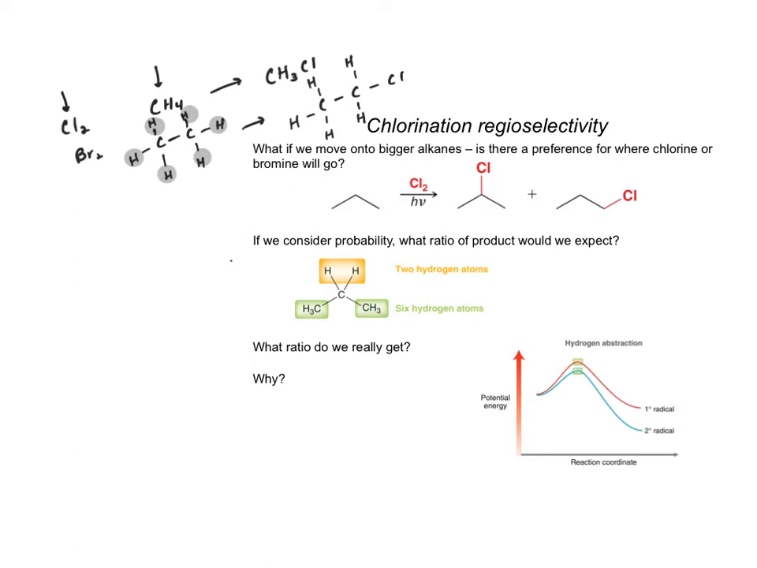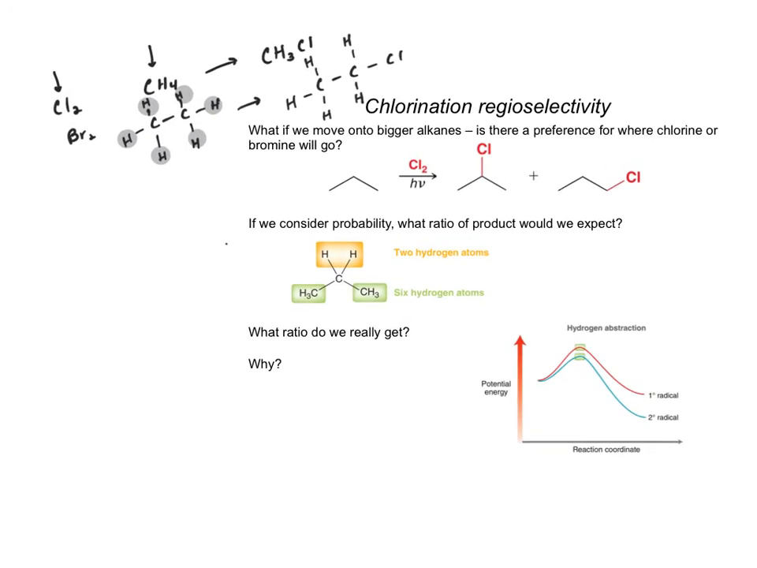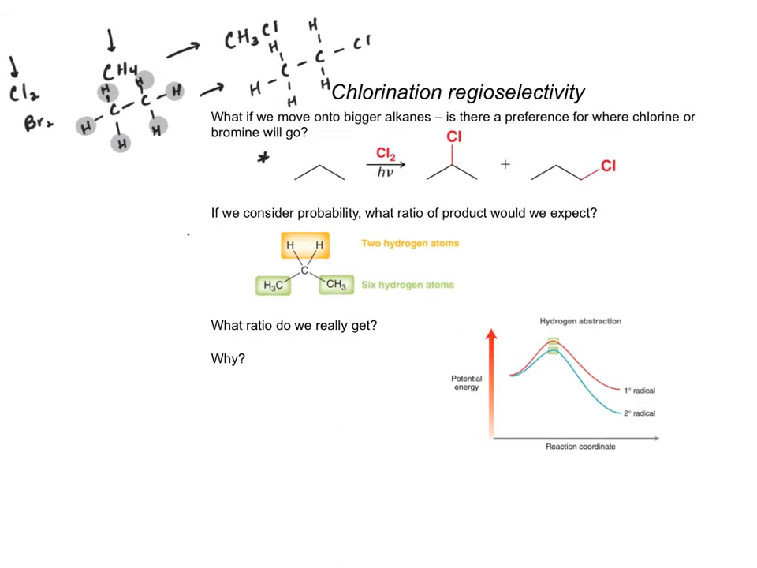when we move up, we talked about methane, we've talked about ethane, the next alkane that we'll move to is propane, right? So if we take propane and again undergo radical chlorination, what we're going to find is that we have two different types of hydrogens that can be abstracted. We have two on this interior carbon, but then we have six different hydrogens on the terminal carbons that would give us the same product.